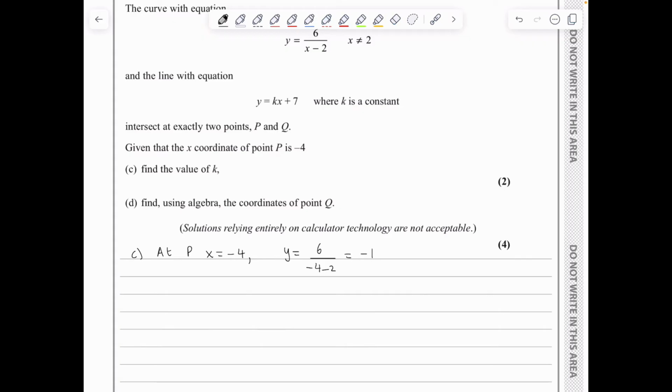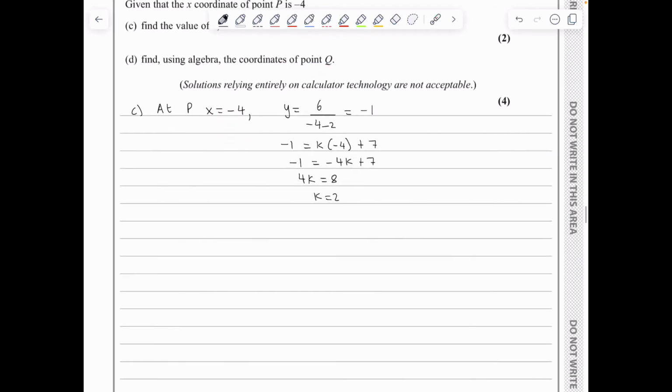We have that y is -1 to be substituted into the straight line equation, so -1 is k times -4 plus 7, so -1 is -4k plus 7, leading to 4k is 8, and therefore k is equal to 2. And we now proceed in using algebra to find the coordinates of point Q, the other point of intersection.